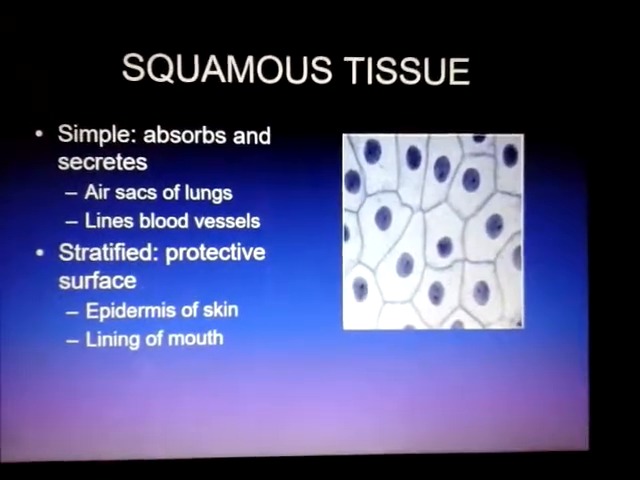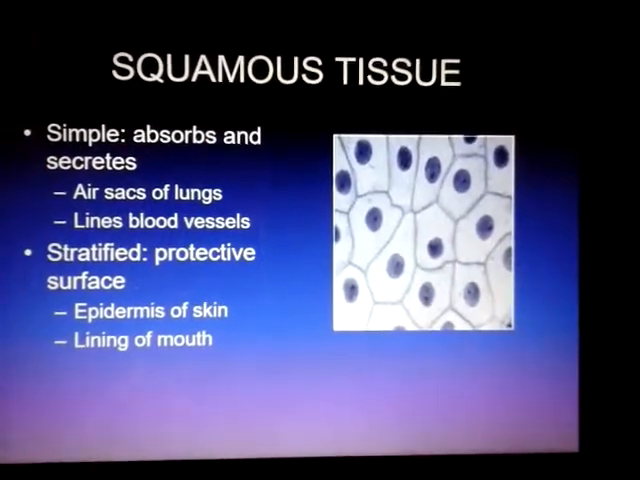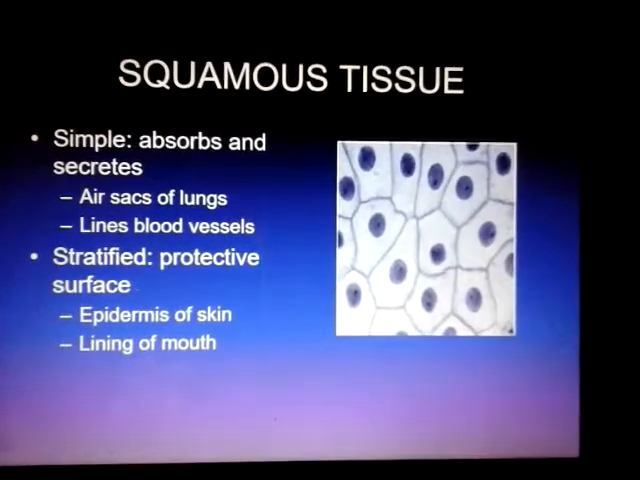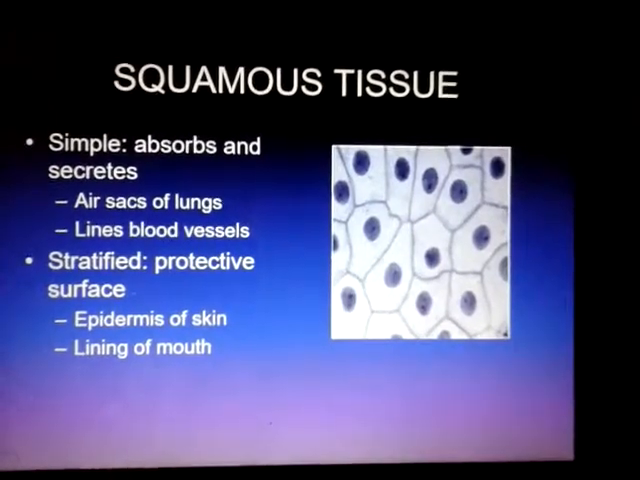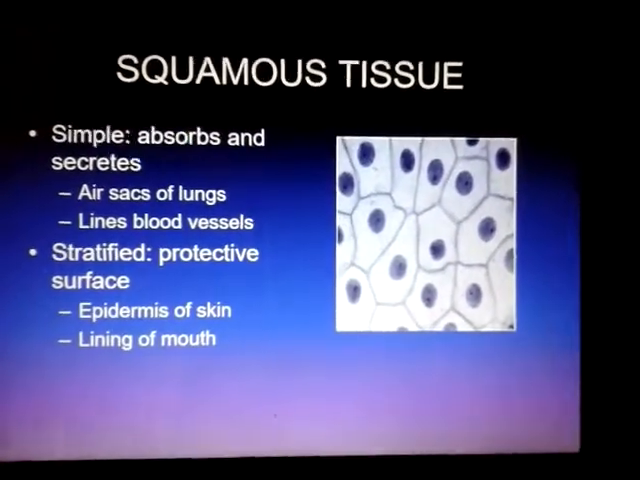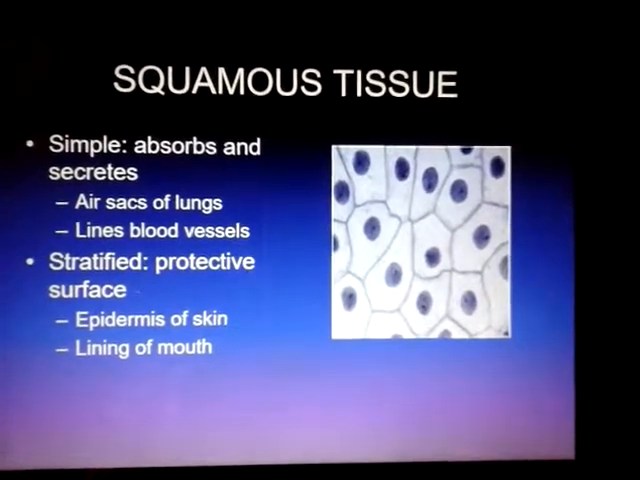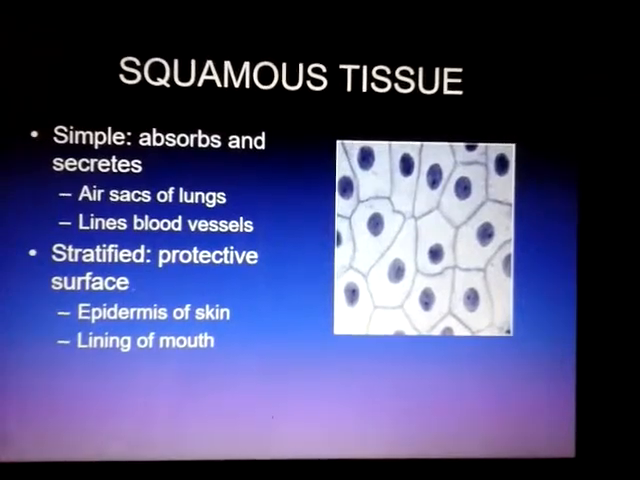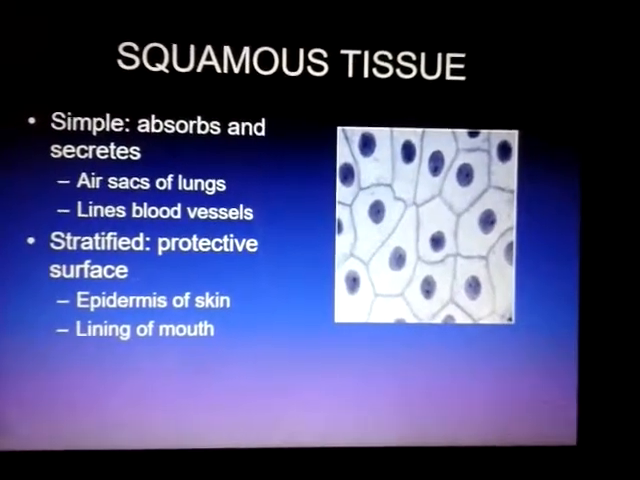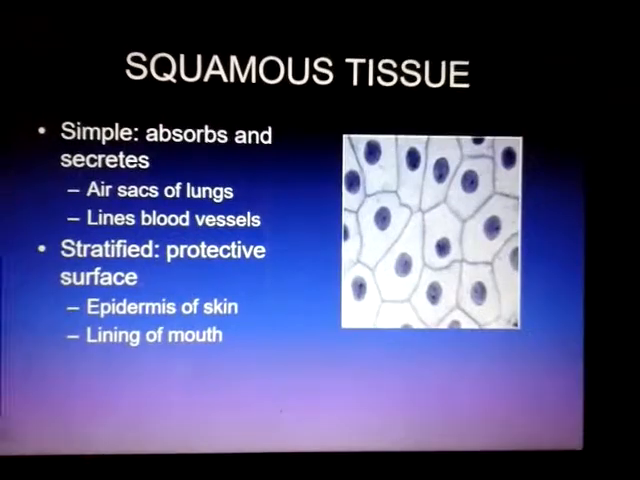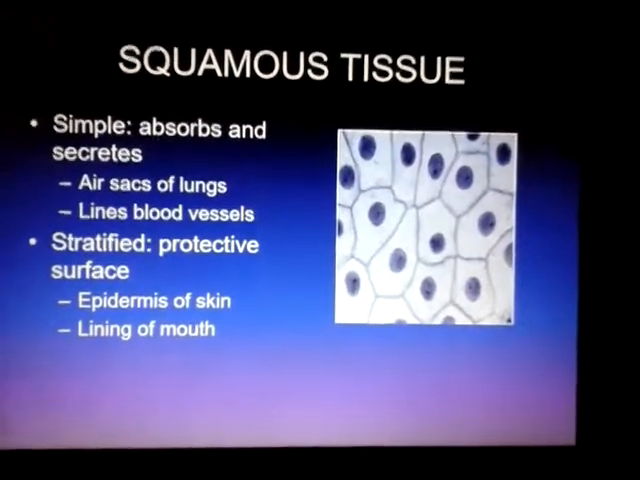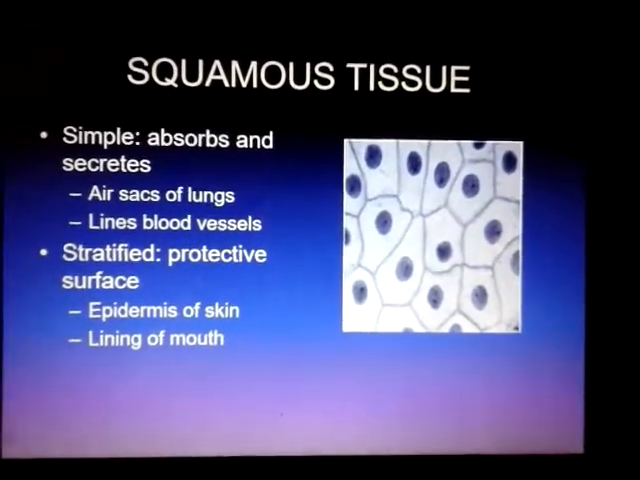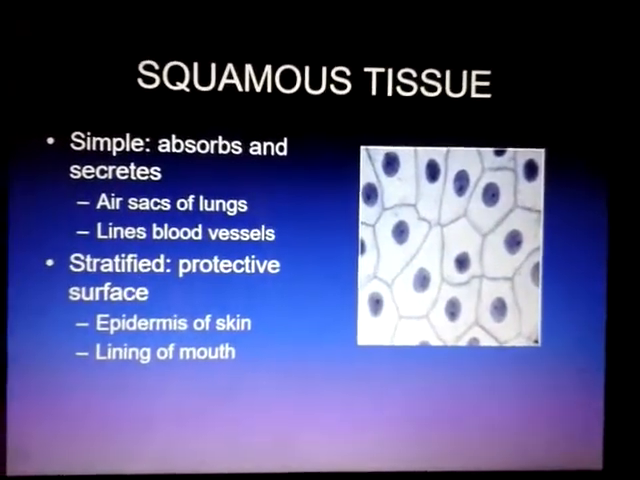You can also have stratified squamous epithelial tissue. Stratified means you've got lots of layers. Squamous means that the cells are still flat. So when you touch your skin, you're actually touching some stratified squamous epithelial tissue. The inside of your mouth, your cheek cells, are also stratified squamous tissue. Remember, your saliva has acid in it, so we want a thicker layer there to help protect the organ underneath.